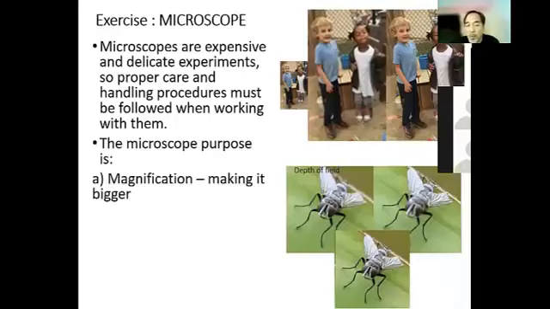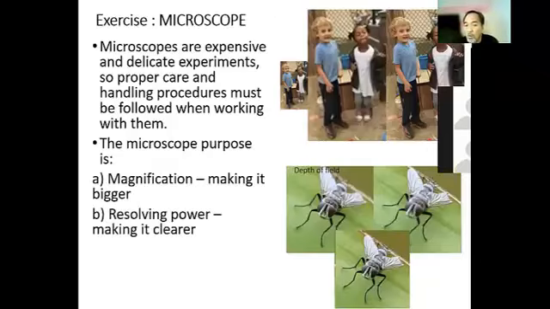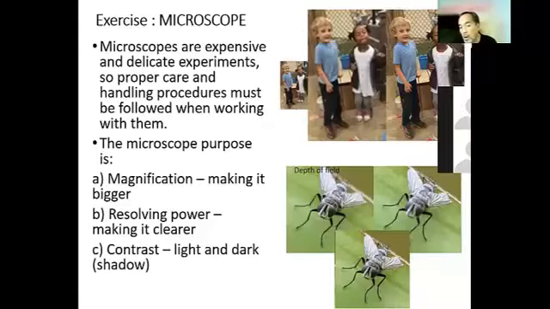Now, the microscope's purpose is to magnify. What is magnified? Make it bigger. It is also to resolve. It has resolving power, meaning it makes the image clear, and it has contrast. It has light and dark.